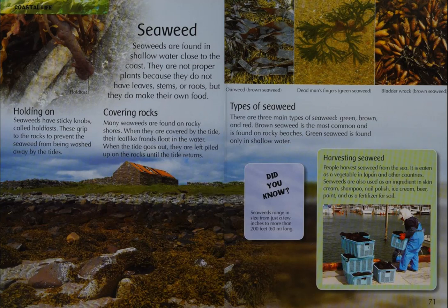Harvesting the seaweed. People harvest seaweed from the sea. It is eaten as a vegetable in Japan and other countries. Seaweeds are also used as an ingredient in skin cream, shampoo, nail polish, ice cream, beer, paint, and as a fertilizer for soil. Did you know? Seaweeds range in size from just a few inches to more than 200 feet, 60 meters, long.